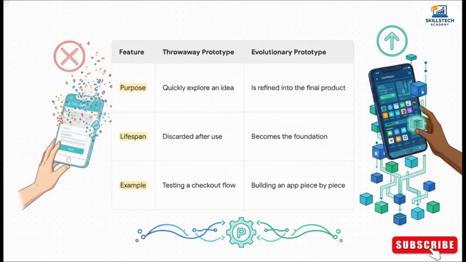We can also look at prototypes based on how long they're meant to live. On one side, you have throwaway prototypes. You build these to quickly test one specific thing, like a new checkout process, and then once you've got your answer, you literally just toss it. But on the other side, an evolutionary prototype is built to last. It starts simple, and then it gets refined and built upon, layer by layer, until it actually becomes the final product. It's the foundation, not just a test drive.